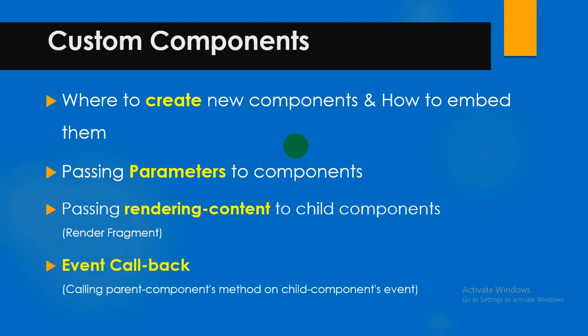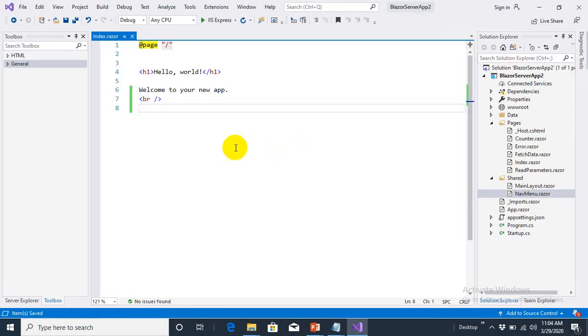And the fourth thing we are going to learn is the event callback, that is, how we can call the event of a parent component from a child component. So let's head over to Visual Studio for this, and let's first start by creating a component.